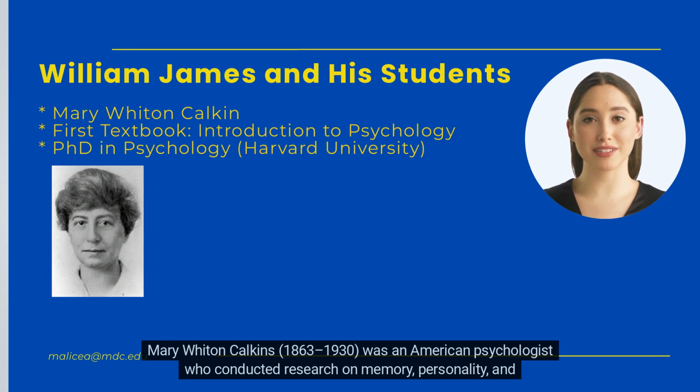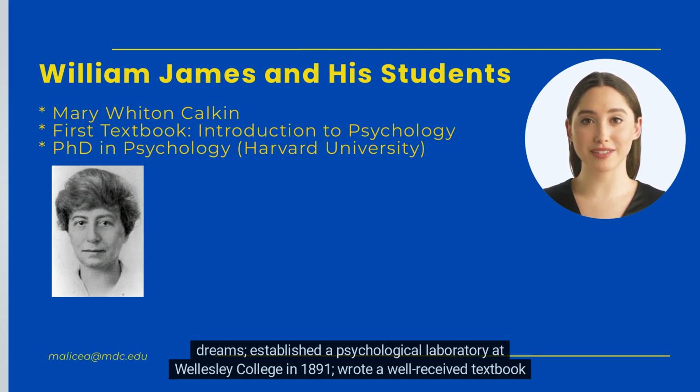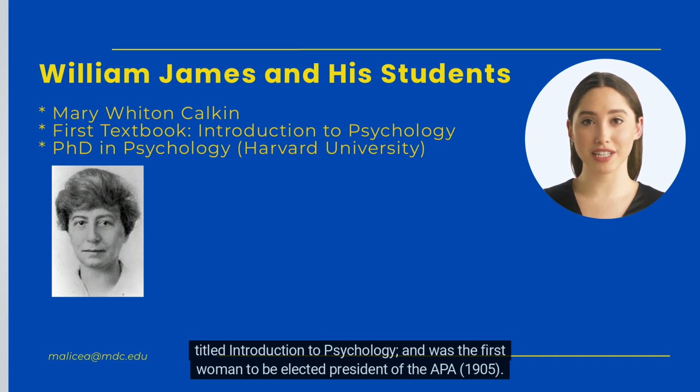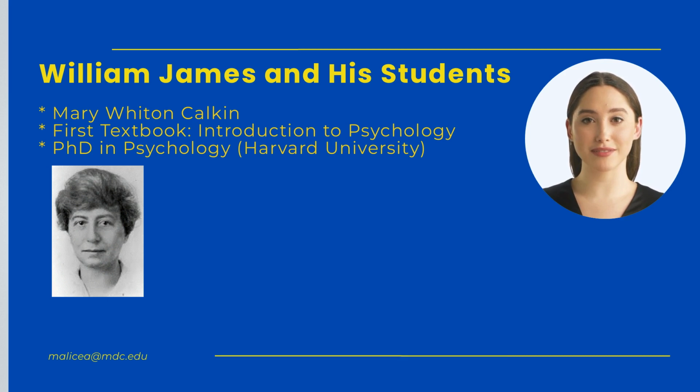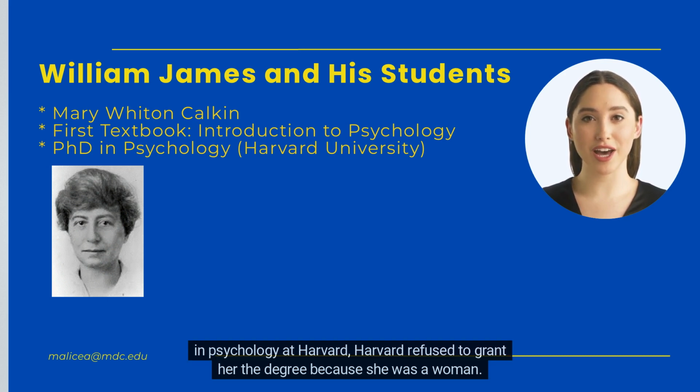Mary Whiton Calkins, 1863-1930, was an American psychologist who conducted research on memory, personality, and dreams, established a psychological laboratory at Wellesley College in 1891, wrote a well-received textbook titled Introduction to Psychology, and was the first woman to be elected president of the APA in 1905. Although she completed all the requirements for a Ph.D. in psychology at Harvard, Harvard refused to grant her the degree because she was a woman.